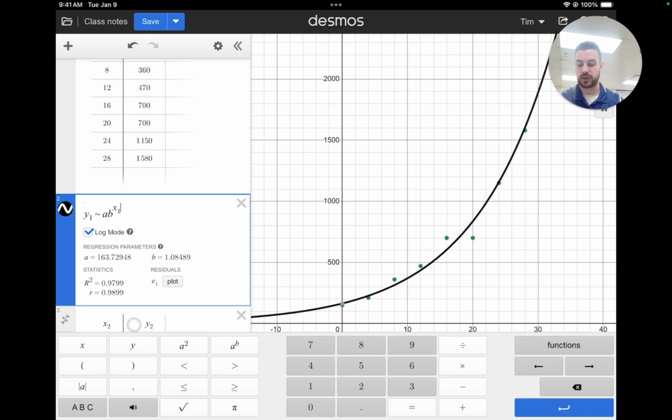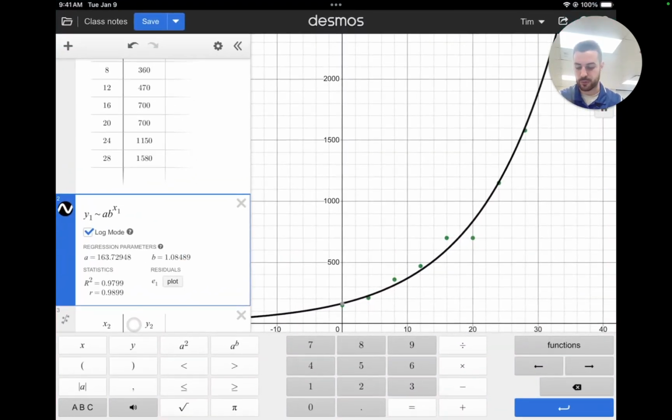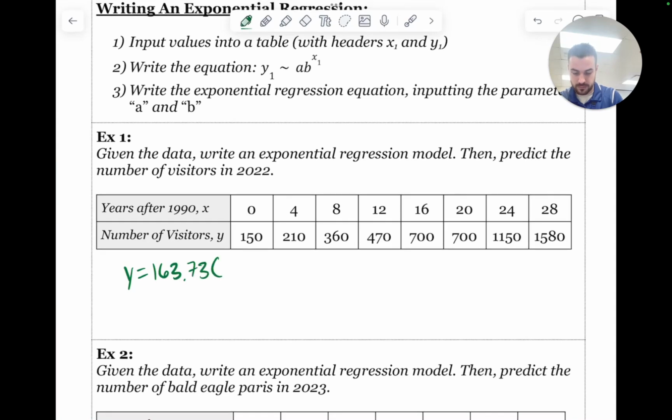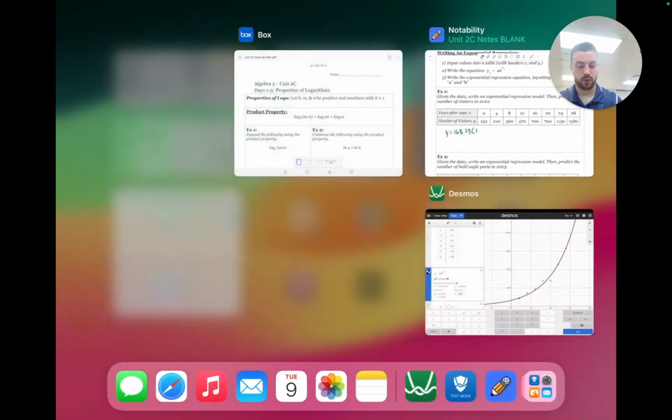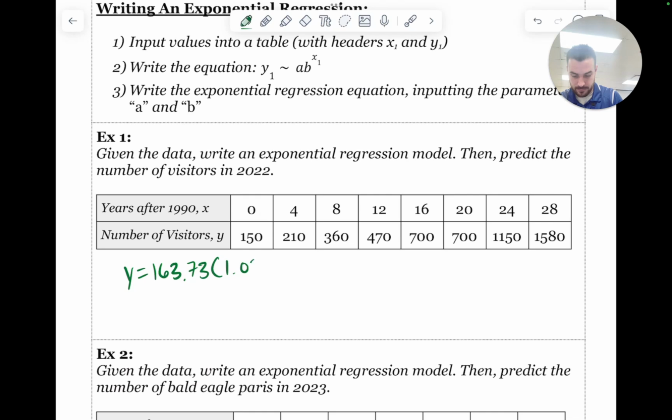So our equation is going to be y equals 163.73, rounding to 2 decimal places just for standard practice, times our b value, which is 1.08, to the x power. This is the exponential equation that our calculator created based off of the information we were given. Now we can use it to make predictions.